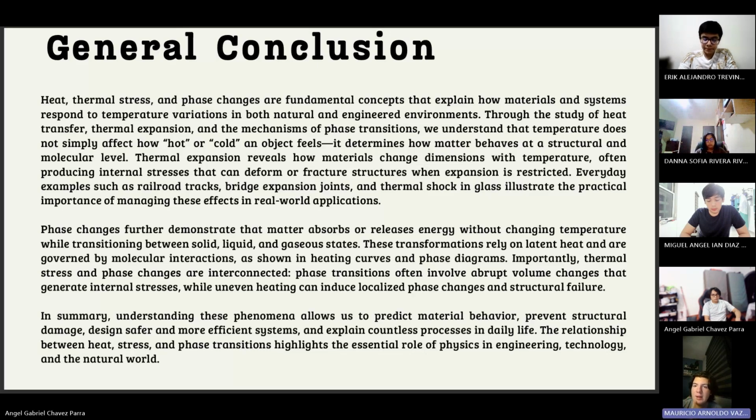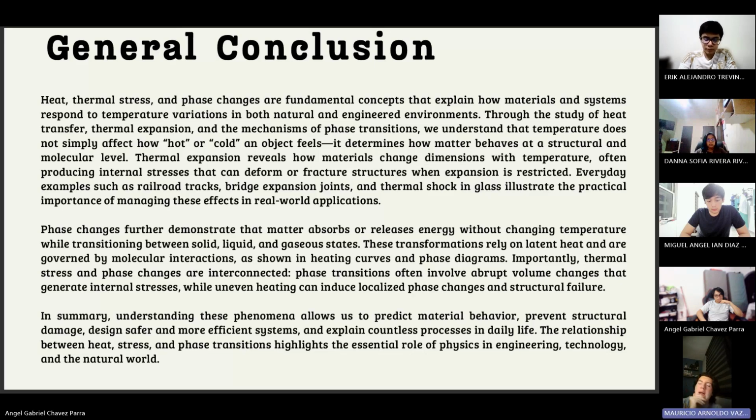Importantly, thermal stresses and phase changes are interconnected. Abrupt volume changes generate internal stresses, while uneven heating can induce local phase changes in the structural material.